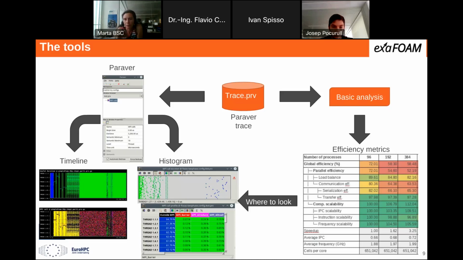Let me explain a bit more in detail the different views, because then you will see a lot of these windows and the screenshots in Josep's presentation, so that you are used to that.